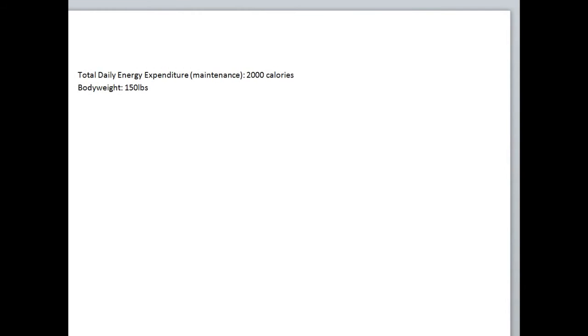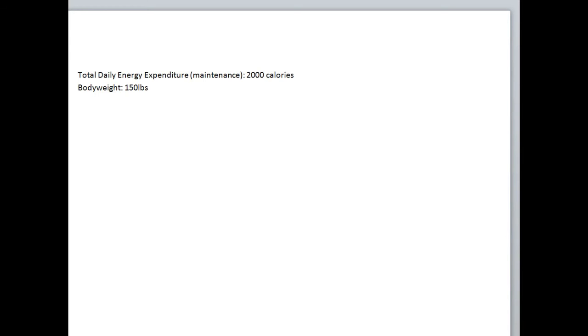Hello, welcome to the manual mode to figure out your IIFYM, your macronutrient numbers. So we're going to be looking at a hypothetical situation, and we will go step by step to figure out the three numbers that you will need to accomplish your IIFYM goals. So the hypothetical situation that we have in front of us is a person with a total daily energy expenditure, their maintenance number, of 2,000 calories.